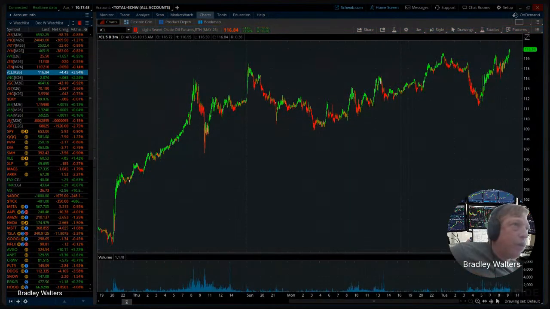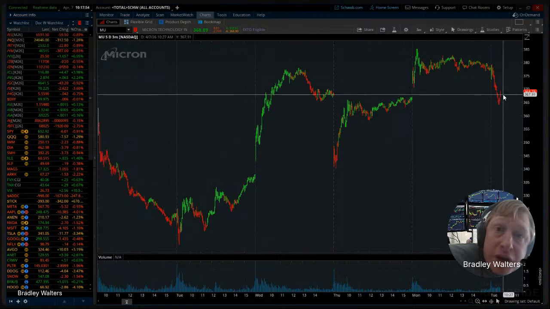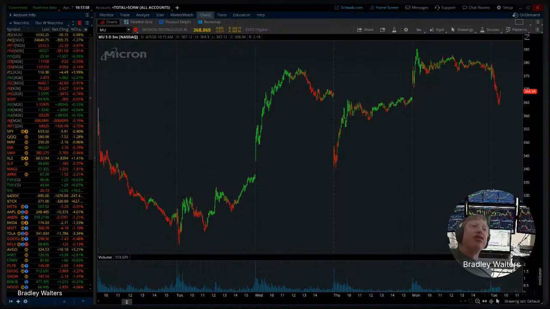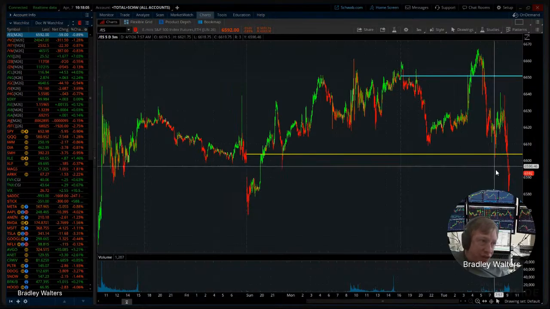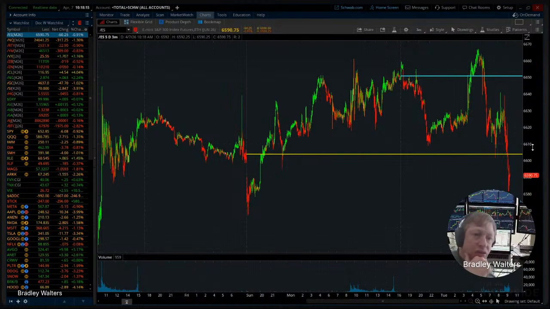So even though individual stocks like Micron are bouncing here, still no green bars. So there's no confirmation. This may just be a reactionary bounce here. At this point, yes, you're getting a reaction in the market. We can see it clearly by looking at the S&P. You're not getting a confirmation that this is going to stick.